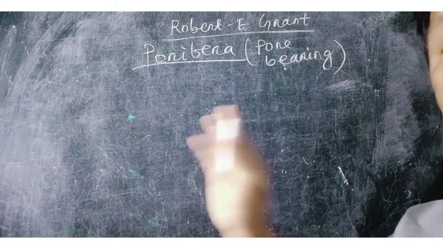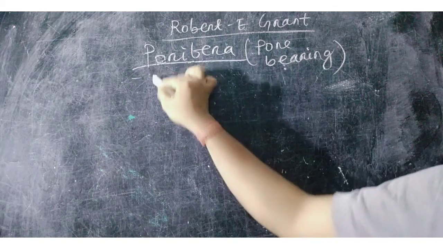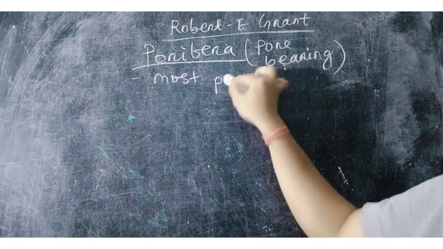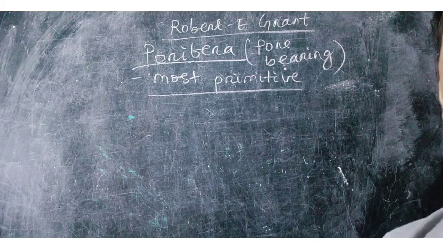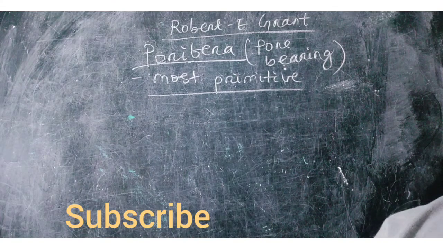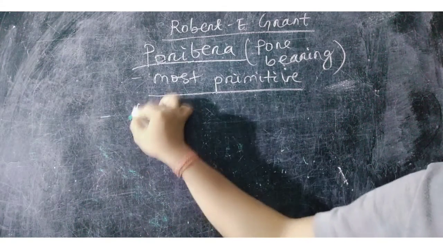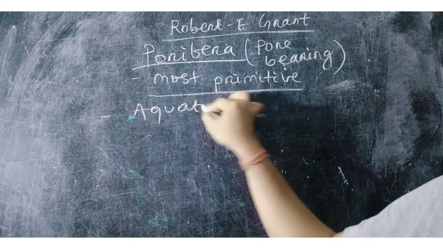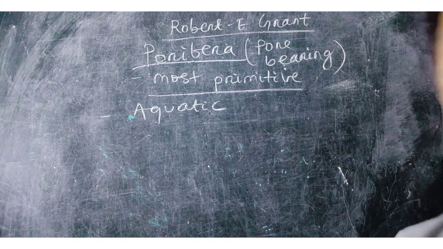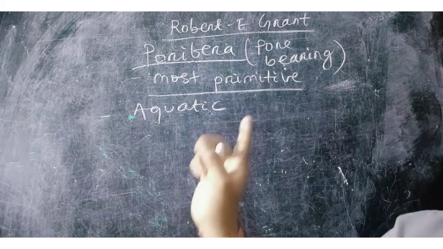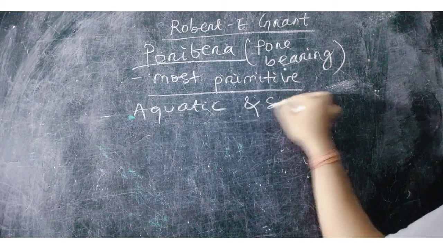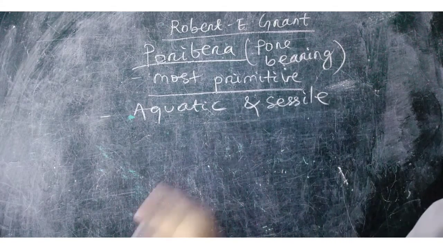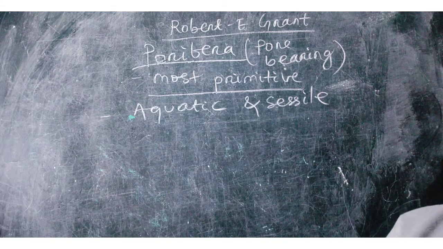As we know, porifera is the most primitive phylum in the animal kingdom, with a very small number of individuals. These are aquatic in nature, found in both fresh water and marine water. These are mostly found in marine water, and very few in freshwater habitat. These are sessile; there is no locomotion power for them.